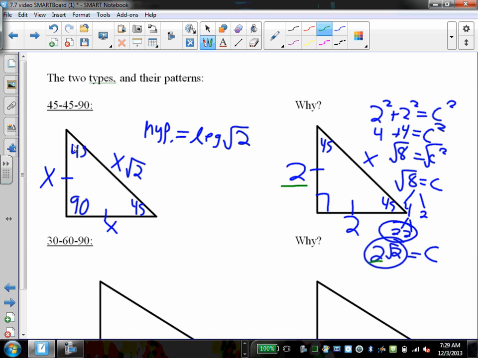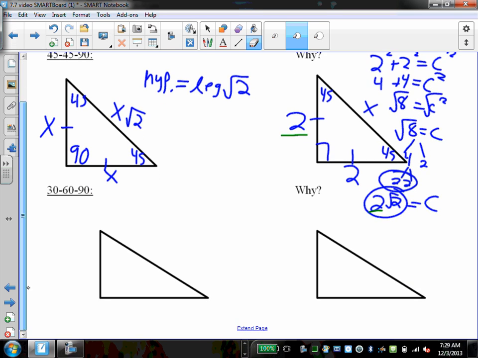So that pattern will always exist in 45-45-90 triangles. Those are right triangles that basically have two legs that are the same length, which kind of makes them special in another way. One leg that's longer than the other.